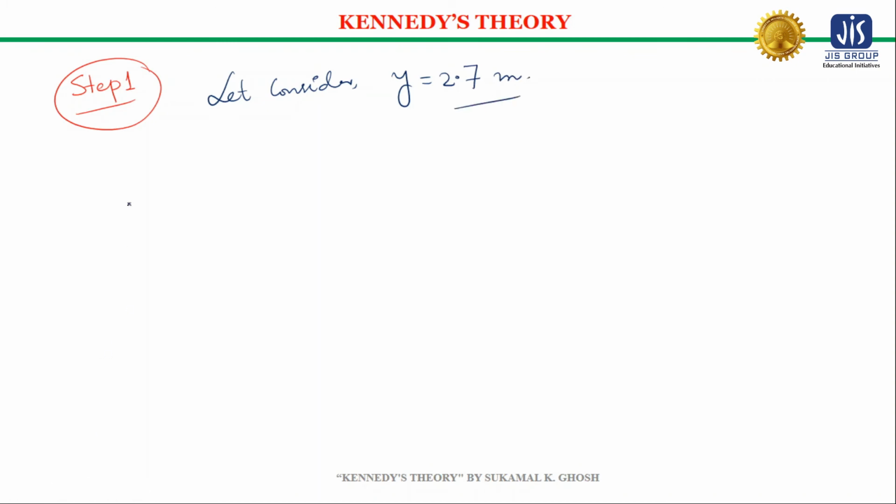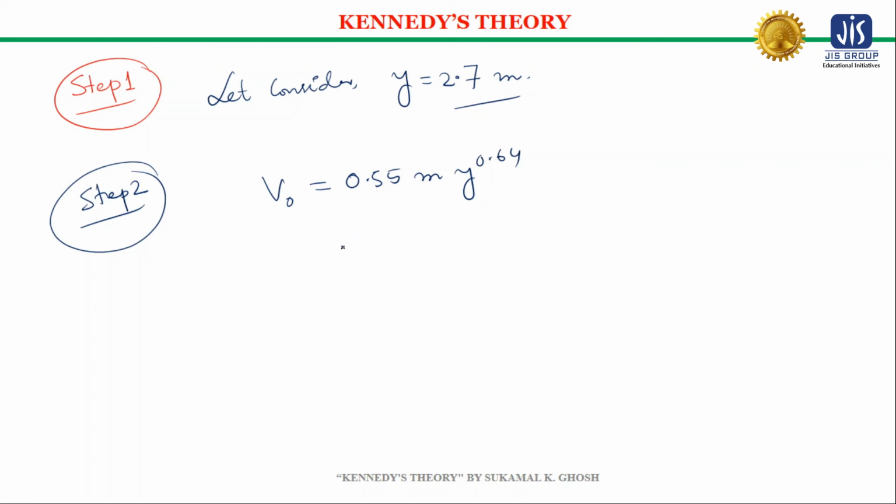Okay. So now our step 2 is our critical velocity, that is V naught is equal to 0.55 into m into y to the power 0.64, right? So if you put all the values, m is equal to 1.1, right? Y value is 2.7 to the power 0.64. Okay. So if you solve it, you will have 1.147 meter per second.